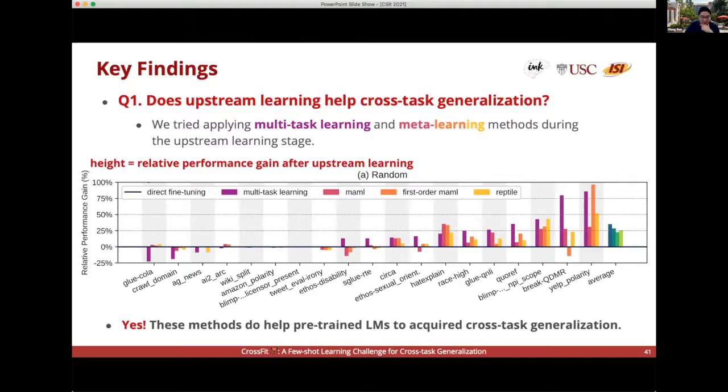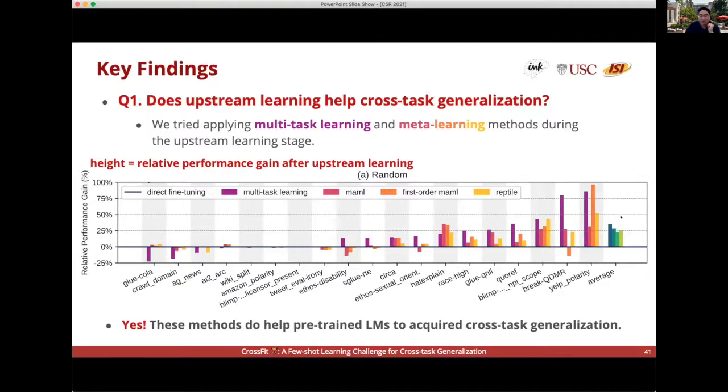An interesting thing I want to point out is we don't report the absolute performance, but rather the relative performance gain on top of the direct fine-tuning baseline. So all the bars you see here, if they are larger than 0, it means they improve by a certain percentage over the direct fine-tuning baselines. If they are negative, that means they have decreased performance compared to the direct fine-tuning baseline.